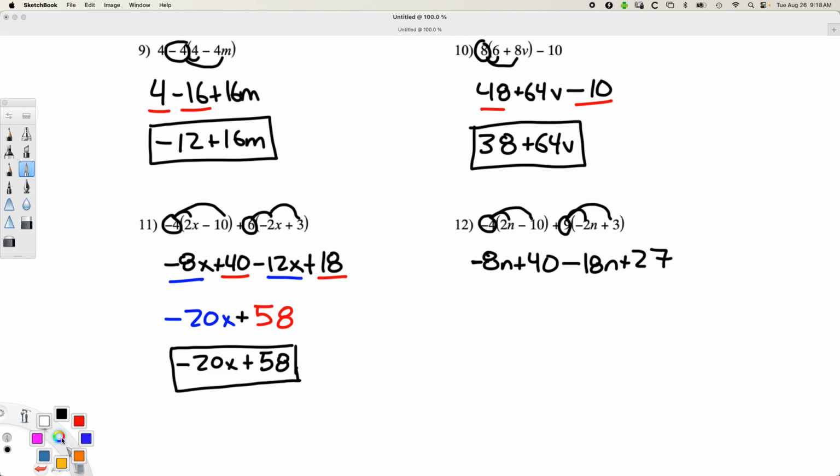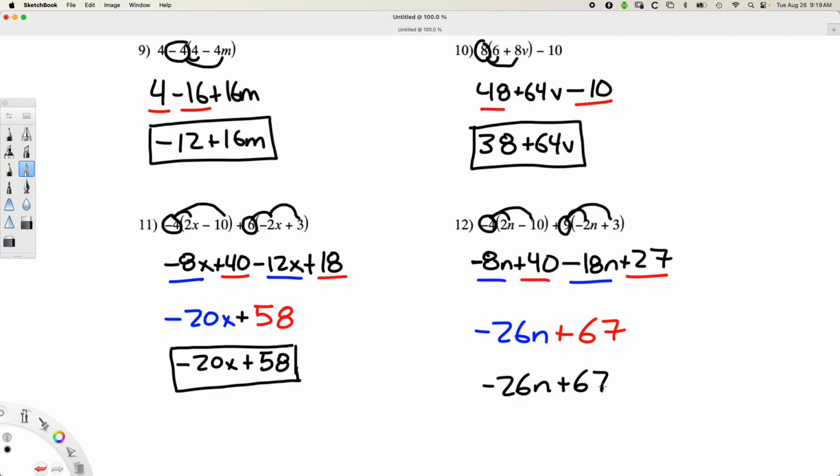And now once again, I can combine my terms. I've got a positive 40 and a positive 27, and I've got a negative 8n and a negative 18n. So negative 8n and negative 18n would be negative 26n, and plus 40 plus 27 would be plus 67. So my final answer for this problem would be negative 26n plus 67.